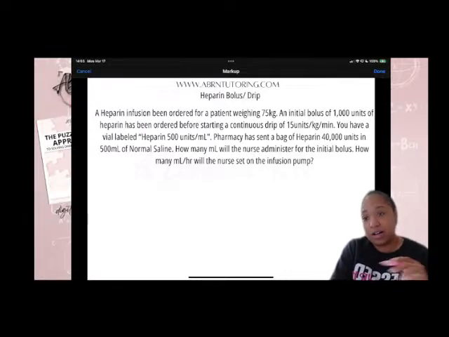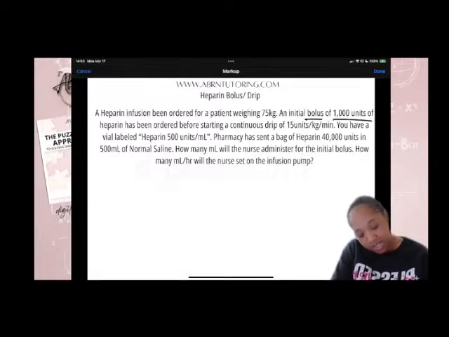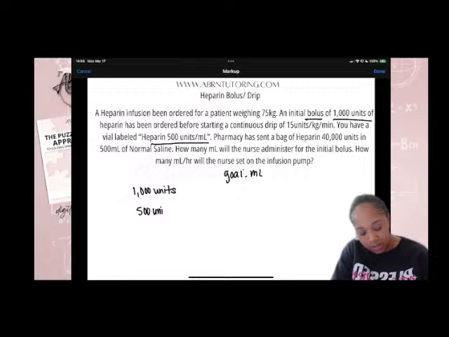So everything that goes with the bolus stays with the bolus. We've got an initial bolus of 1,000 units, right? And then it tells us that we have a vial labeled 500 units per milliliter. So the vial is going to go with the bolus because you're going to draw it up and give it in the patient's vein. The bag is going to be reserved for your drip. So first things first, the bolus. How many milliliters will we give? We know that 1,000 units is ordered, okay? And we have 500 units per milliliter.